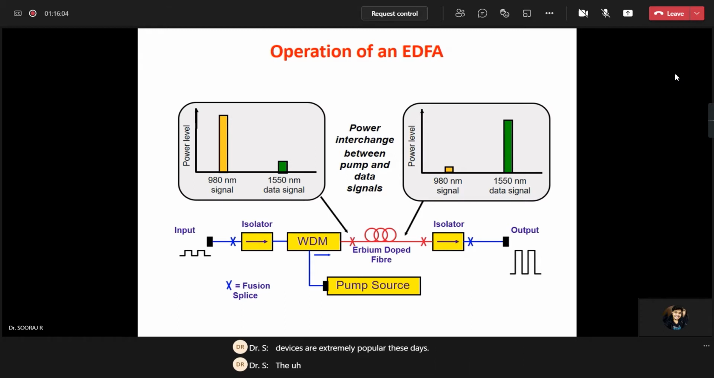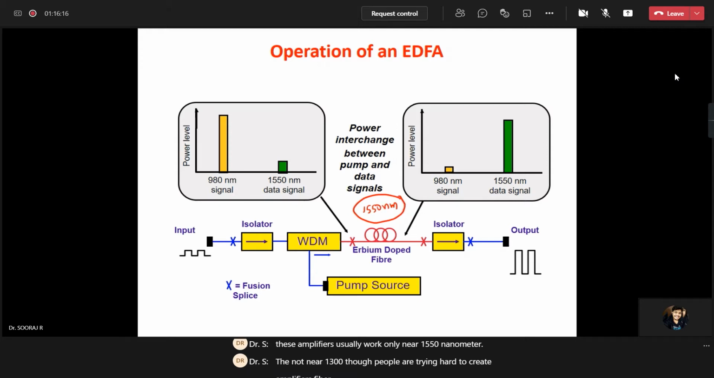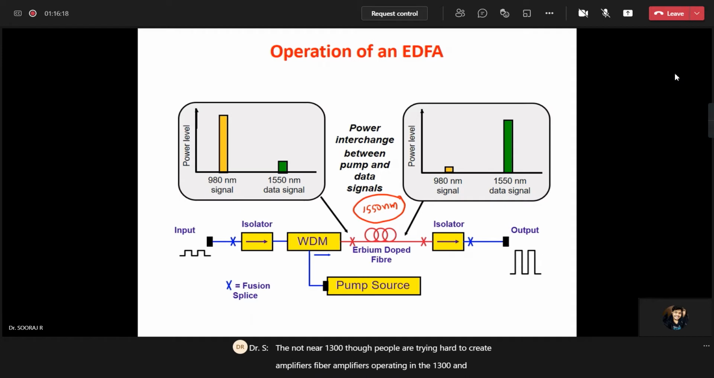The drawback is that, unfortunately, these amplifiers usually work only near 1550 nanometer, not near 1300. Though people are trying hard to create fiber amplifiers operating at 1300, they have not been very successful. So the amplifier works only somewhere near 1550 nanometer. Any questions?